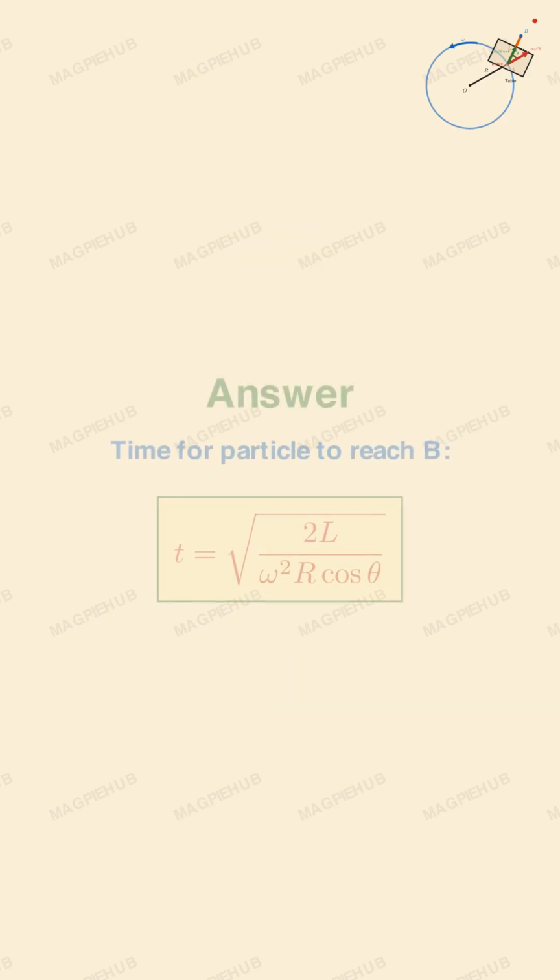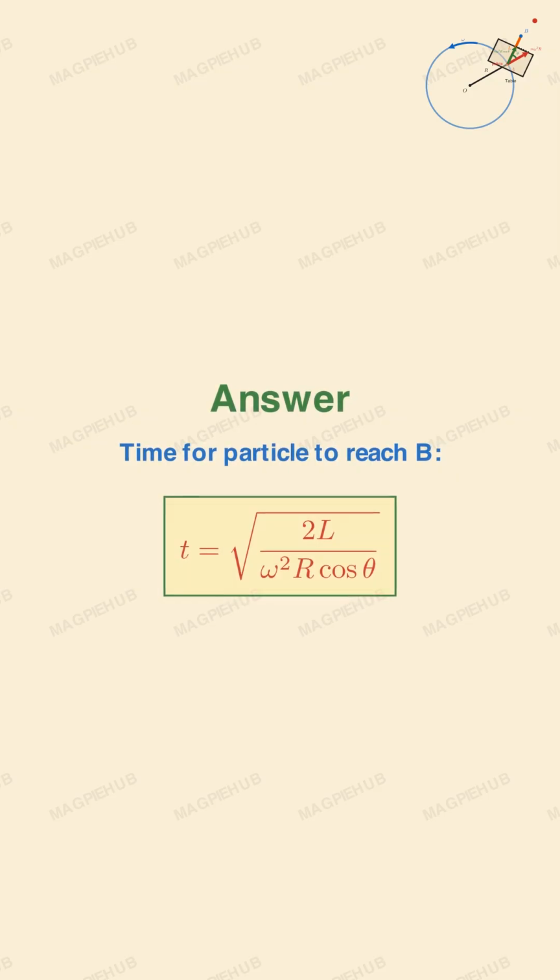The answer. The time taken by the particle to travel from A to B is t equals the square root of 2L divided by omega squared r cos theta.